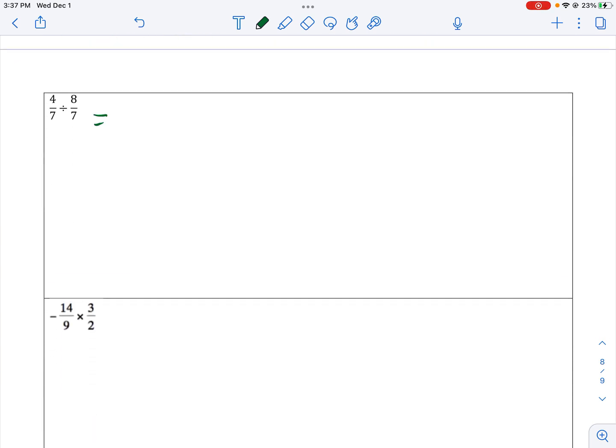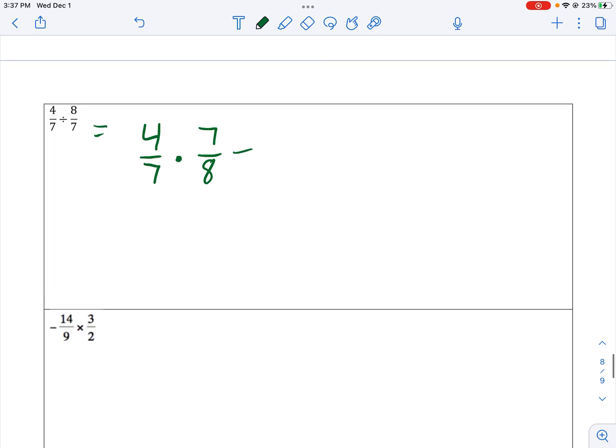So here I'm dividing. Again, when you divide fractions, that means to multiply by its reciprocal. The reciprocal means to flip it. So now there is a little trick we can do here that I'll show you in a minute. So 4 times 7, again, we multiply straight across. So 4 times 7 is 28 over 56. This can reduce to 1/2.